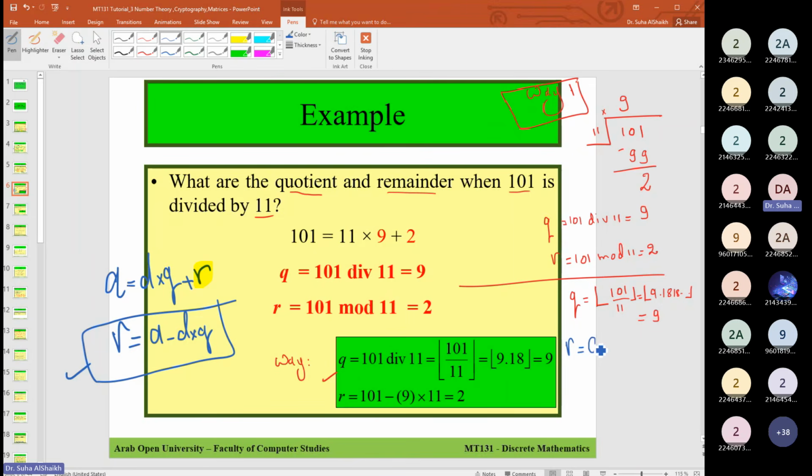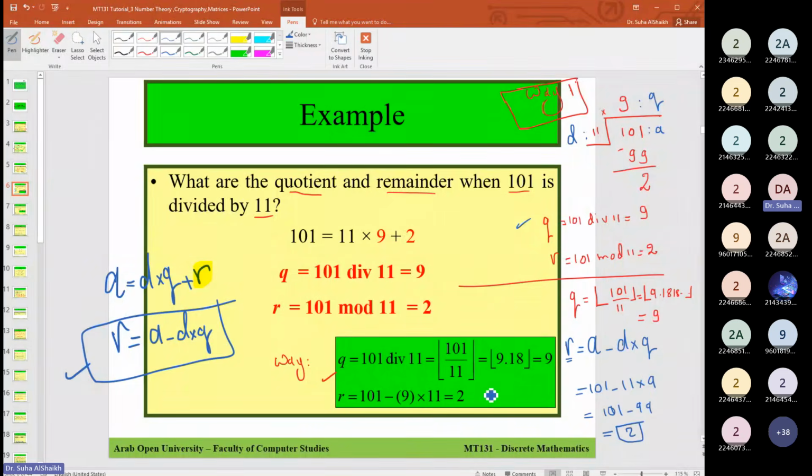Of course, A is 101, D is what I'm dividing by, which is 11, and Q is the resulting quotient that I found here, which is 9. So this is 101 minus 99, and this is equal to 2. And this will give me my R. So 101 div 11 is 9, and 101 mod 11 is 2.